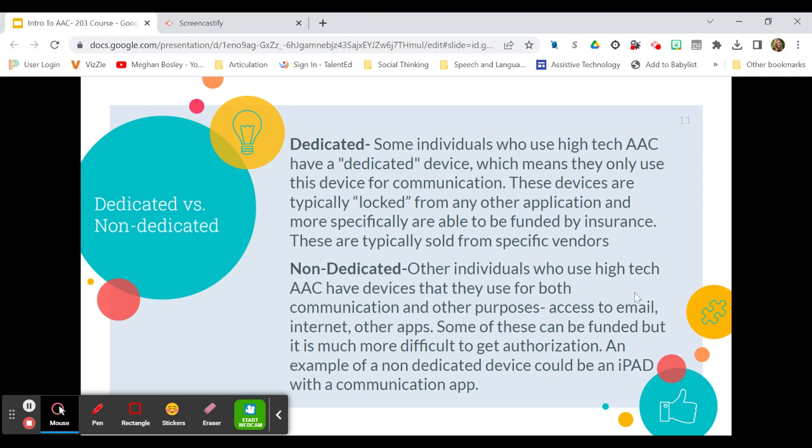Non-dedicated are individuals who use high tech AAC, but they might use it for both communication and other purposes, so access to email, internet, some other apps. Some of these can be funded, but it's much more difficult to get authorization. An example of a non-dedicated device would be an iPad with a communication app, and there are a ton of communication apps. Oftentimes, a lot of these high-tech vendors or companies that make the dedicated devices also make some sort of companion app for the iPad.